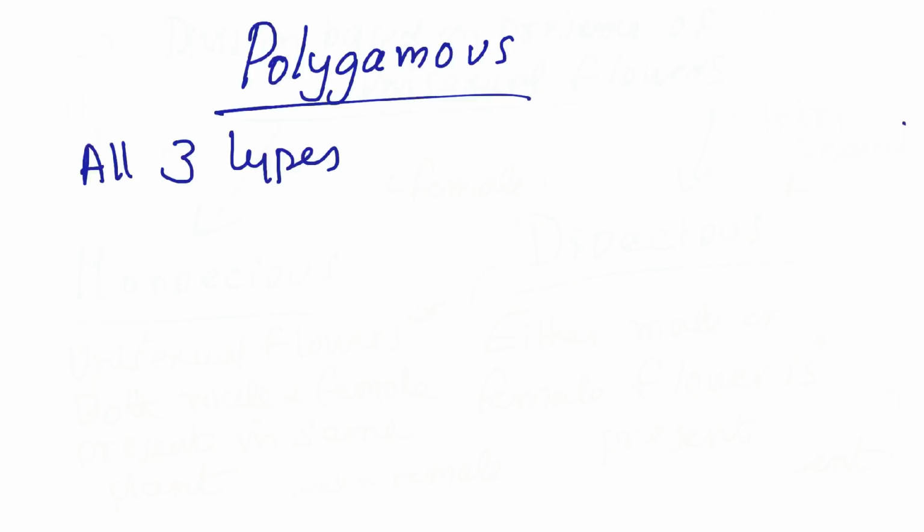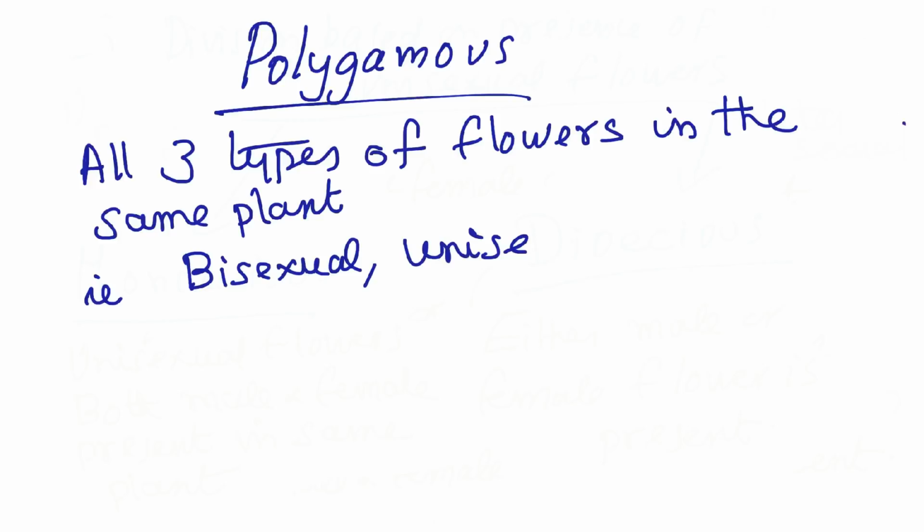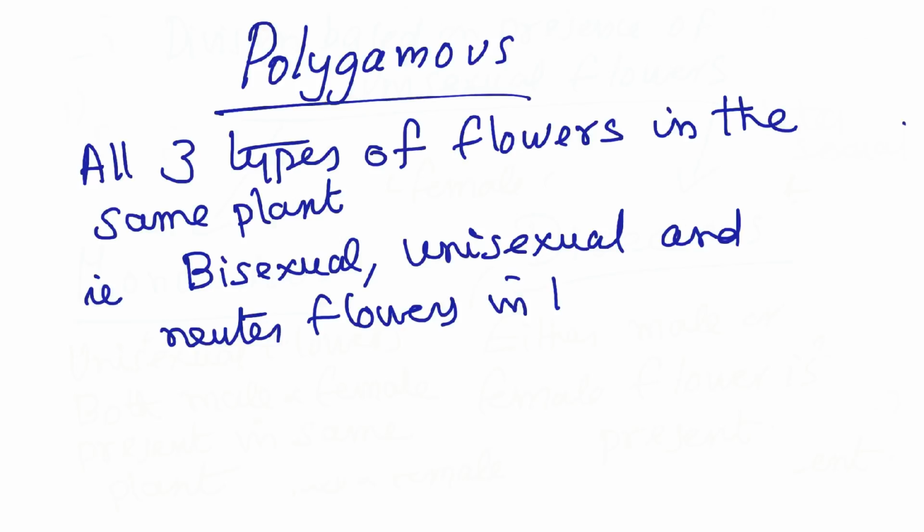Now there is a very interesting case here, which is called polygamous. So what is the meaning of polygamous? It basically means that there are a few plants in which all three types of flowers are present. What does that mean? Now we just looked at three types of flowers, that is bisexual, unisexual, and neuter or sterile flowers. And what if the same tree contains all three types of flowers? Such plants are called polygamous. So all three, that is bisexual, unisexual, and neuter flowers, are found in the same plant.